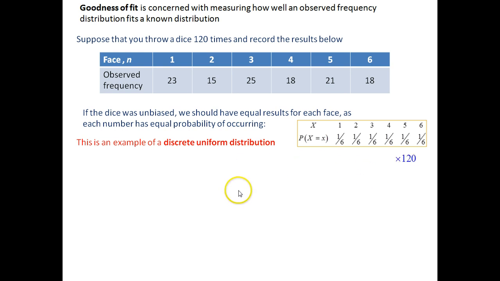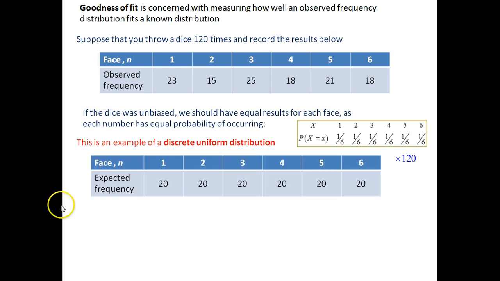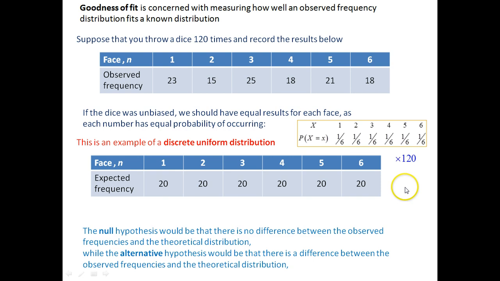So if we multiply those with 120, which is the number of throws we've had, then our expected frequency should be 20 each. Now, we need to set up a hypothesis, and the null hypothesis would be that there is no difference between the observed frequency and the theoretical distribution, while the alternative hypothesis would be that there is a difference between the observed frequency and the theoretical distribution.